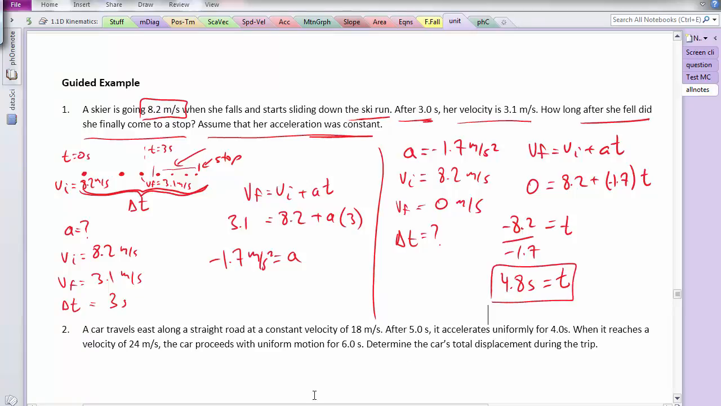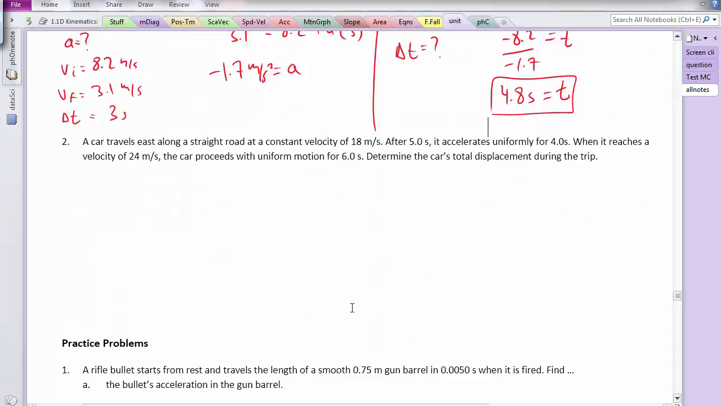Okay, if we quickly try the next one here, you'll get lots of practice doing this. But let's try another one. Number 2: a car is traveling east along a straight road at a constant velocity of 18 meters per second. After 5 seconds, so it's going 18 meters per second at time equal to 0, and then time is equal to 5. It's going at constant velocity, okay, velocity doesn't change. But after 5 seconds, it accelerates uniformly, meaning at the same rate, for another 4 seconds.